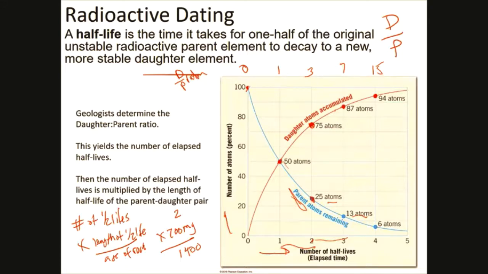So we can't apply this to determine the absolute age of sedimentary rock. Same thing with metamorphic rock. When a rock was metamorphosed, yeah, it's altered, but the parents and the daughters aren't separated, so the radioactive clock is not reset. So radioactive dating can really only be applied to igneous rock.